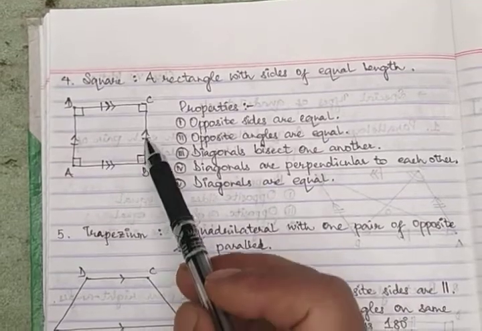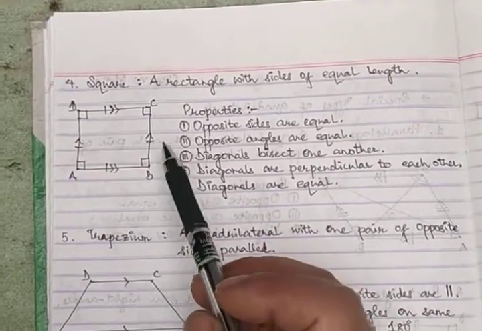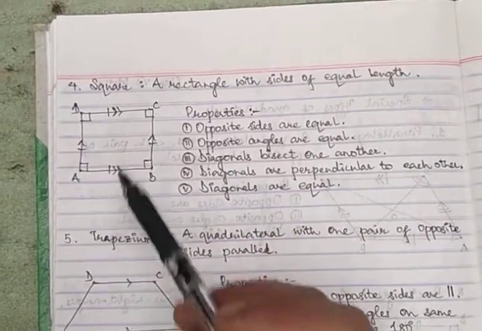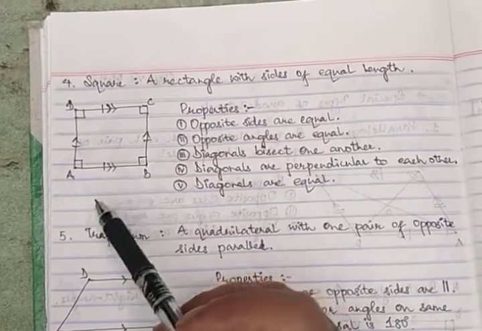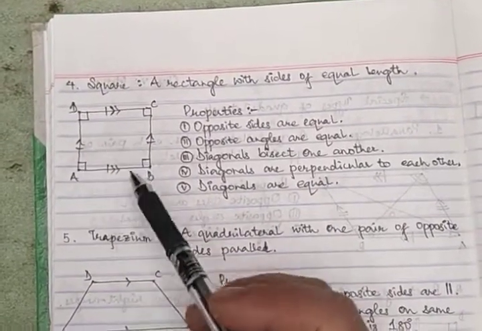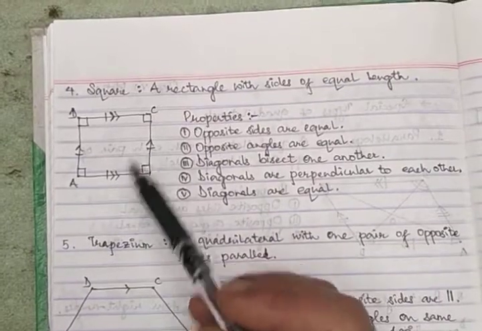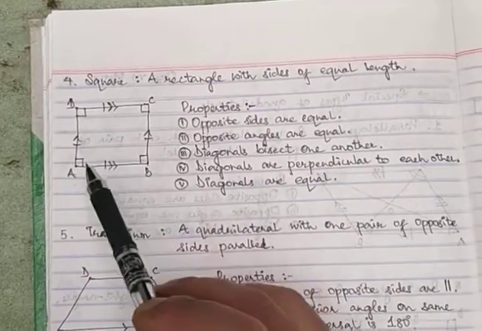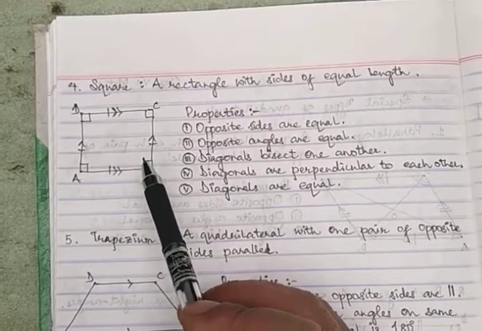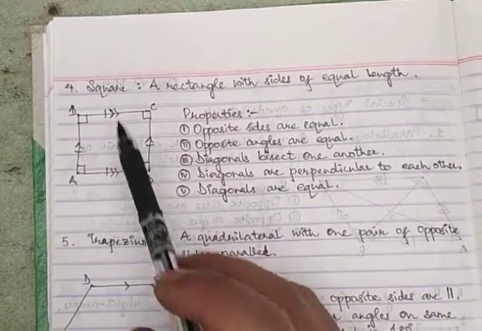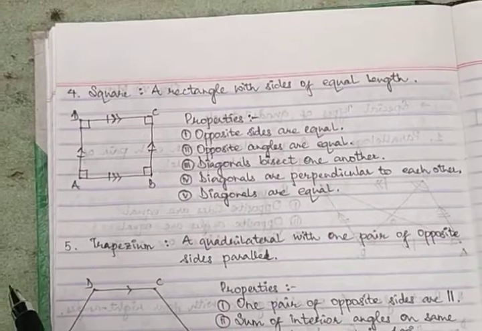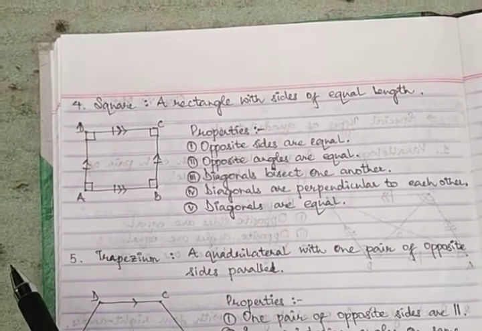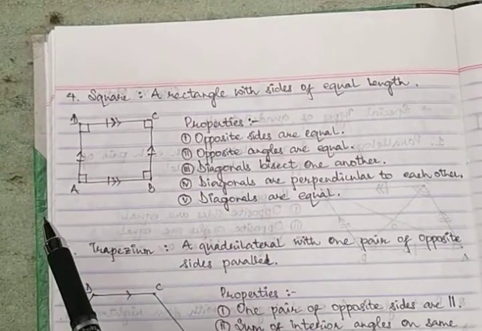What makes it unique is that all the four sides are equal as well. Now, what is the difference between this one and a rhombus? The rhombus also had all the four sides equal, isn't it? Opposite sides are parallel, opposite sides are equal, but the rhombus didn't have all the four angles equal. That's what makes it unique, and that is why it got its name as a square. Okay.